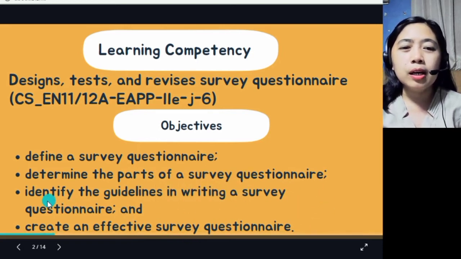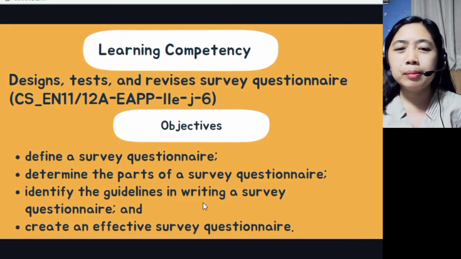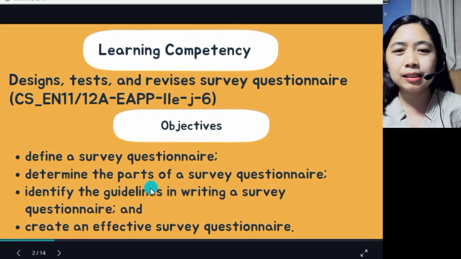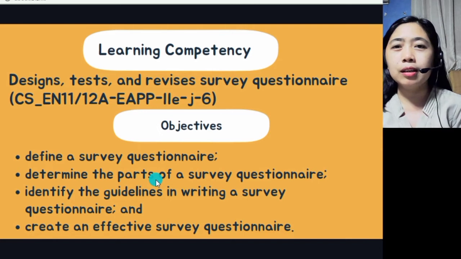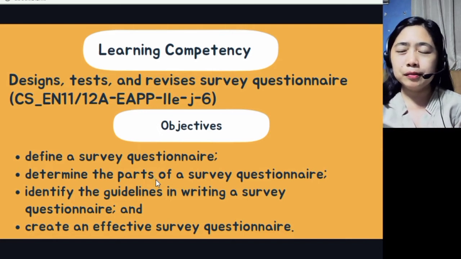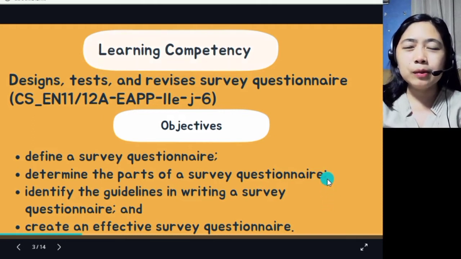By the way, for the third objective, identify the guidelines, I will be having a separate video for this one, so it will only focus on the guidelines, since the parts of a survey questionnaire is quite long and it will be a different discussion for the guidelines. Okay, so let's proceed with the discussion.